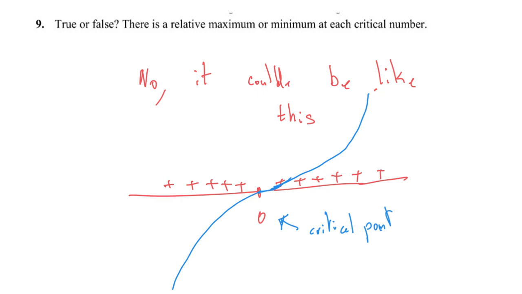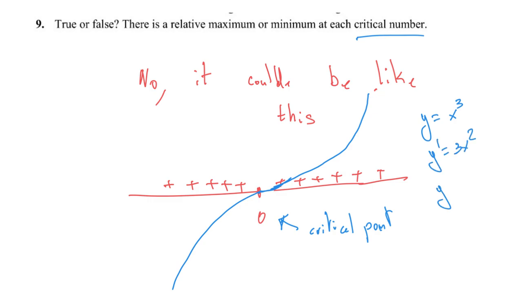True or false? There is a relative maximum or minimum at each critical point. This question is false, and I'll give you a counterexample. Imagine I have a critical point. Should it be a maximum or a minimum? Not necessarily. For example, imagine the curve y equals x cubed. What is the derivative? The derivative is 3x squared.